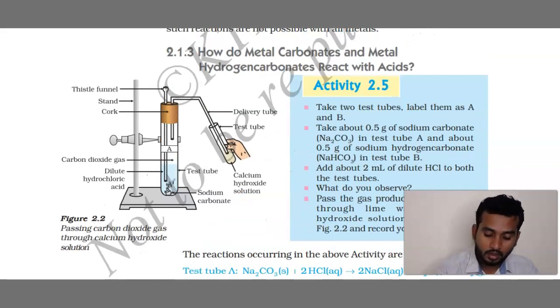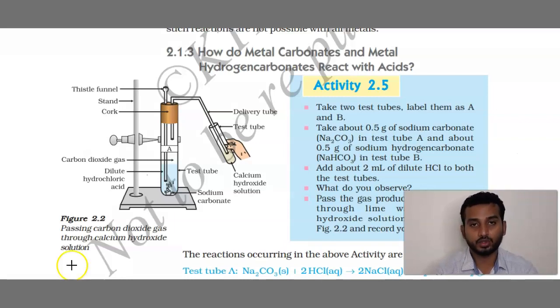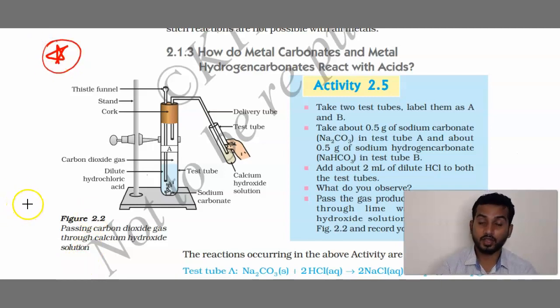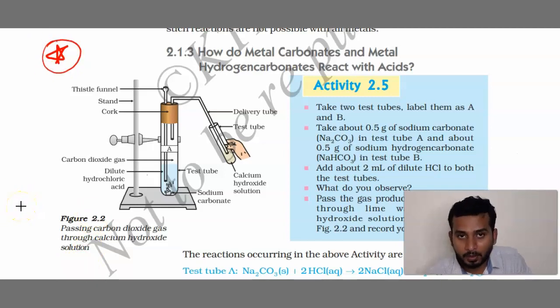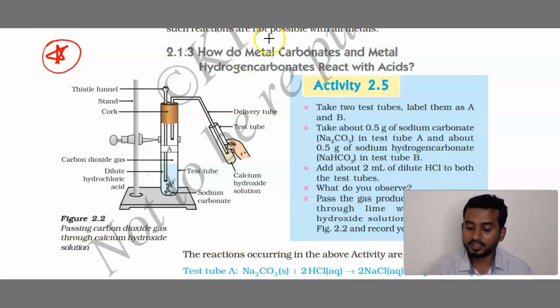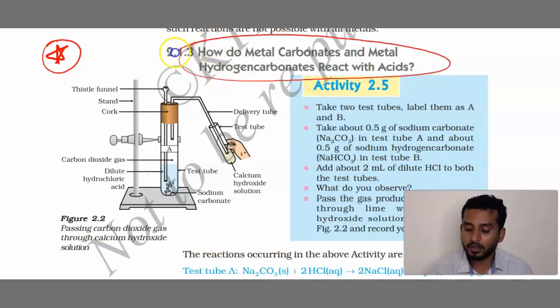Seriously, according to my thinking, you can expect this question. Seriously, it is a very important question. If you see your preparatory papers or midterm paper or any other paper, we can see this question has appeared. It is very important: how do metal carbonates and metal hydrogen carbonates react with acids? This is the question. The question will be asked like, how do metal carbonates and metal hydrogen carbonates react with acids?